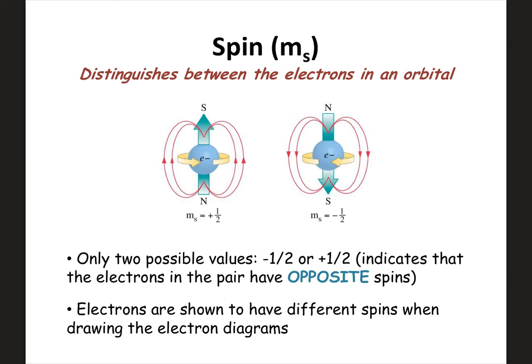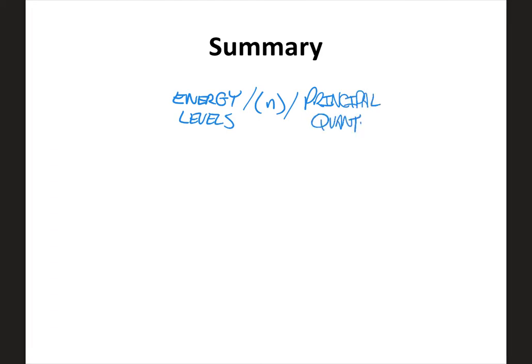So now we've seen all 4 quantum numbers. And again, all we're trying to do is get more information about the location of an electron. I want to just do a quick summary here to hopefully bring this all together. So the first thing we talked about here were the energy levels. We said these energy levels were areas outside of the nucleus where you're likely to find electrons. And we tied this in with the letter N, and we also said this related to the principal quantum number.